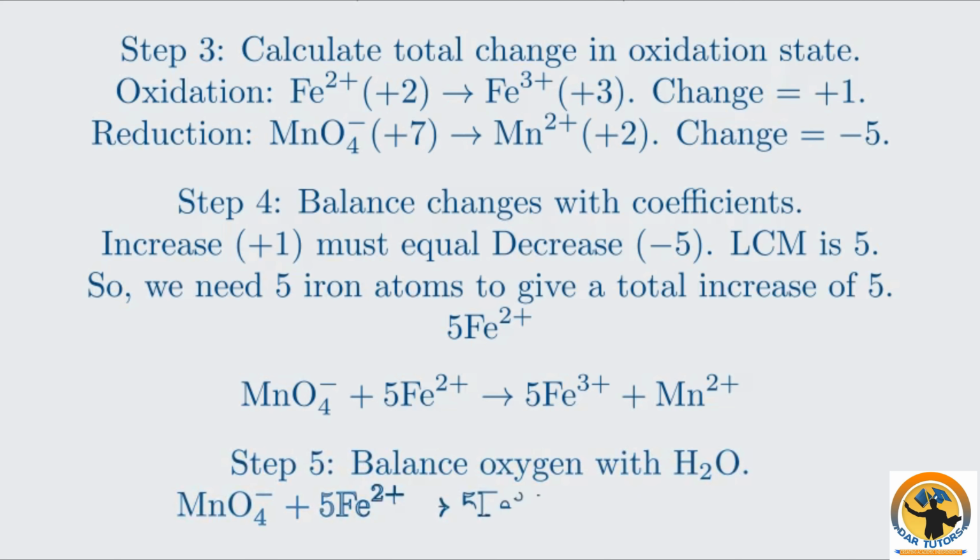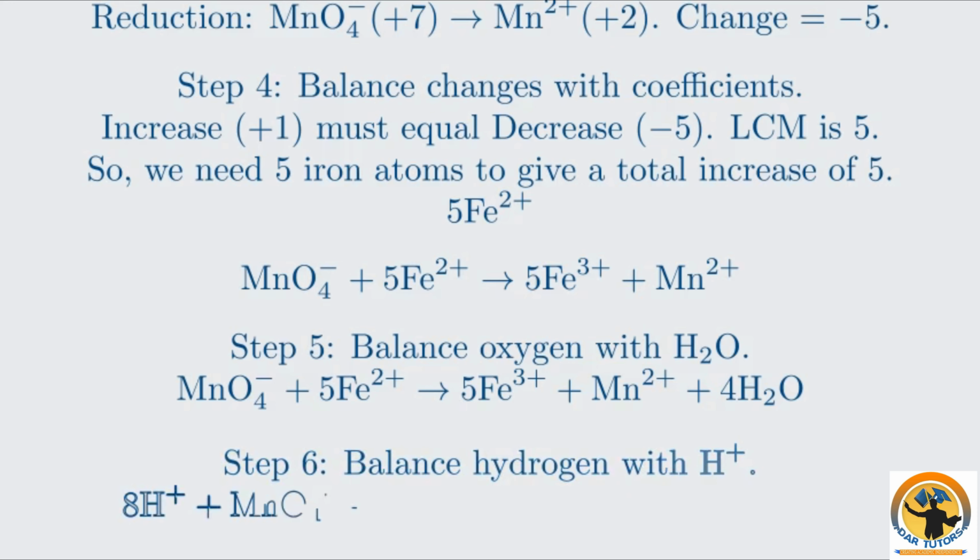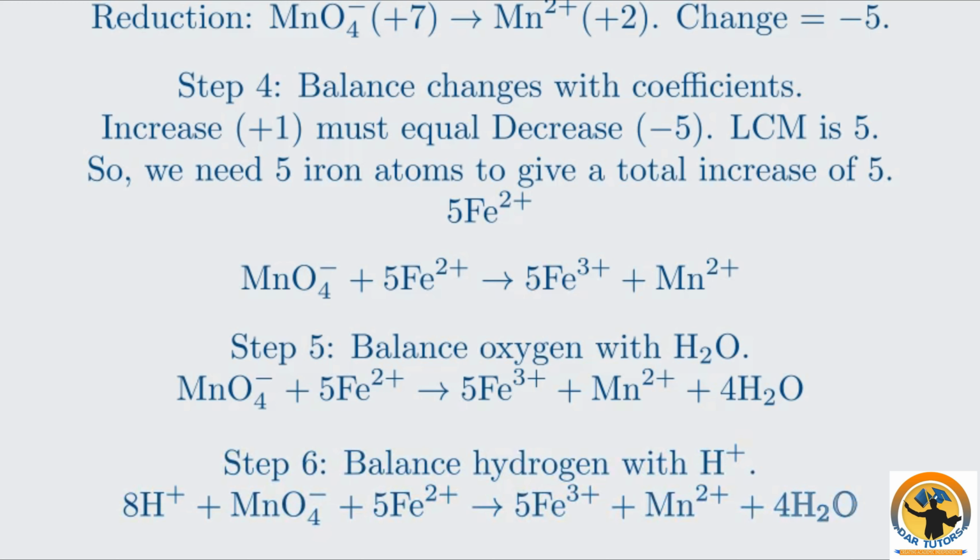We have 4 oxygens on the left, so we add 4 waters to the right. Step 6 is to balance the hydrogen atoms we just added. We have 8 hydrogens on the right from the water, so we add 8 H+ ions to the left. This is our balanced redox equation. It's often faster than the ion-electron method, especially when the half equations are already simple. The key is to correctly identify the changes in oxidation state and use coefficients to balance the total change.